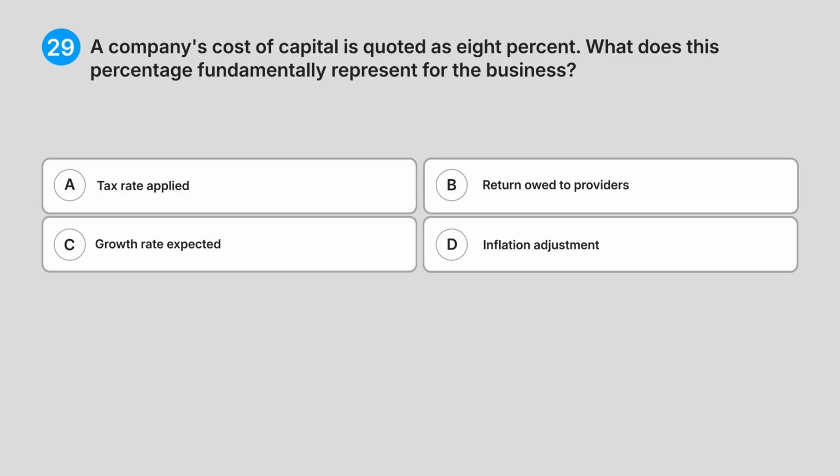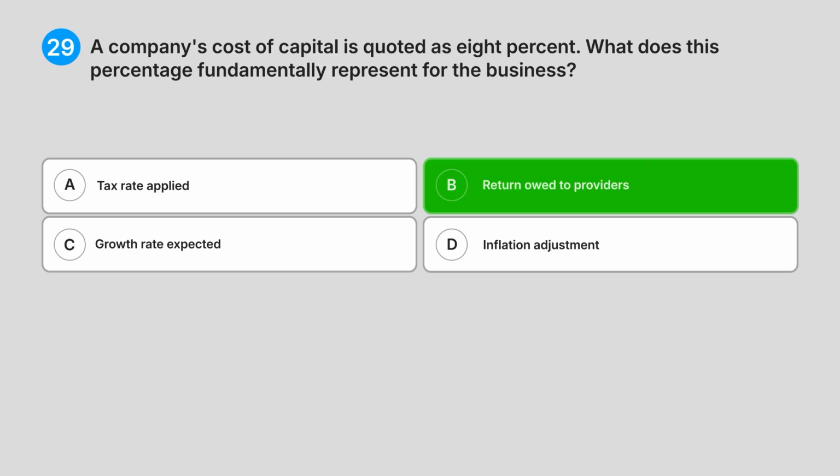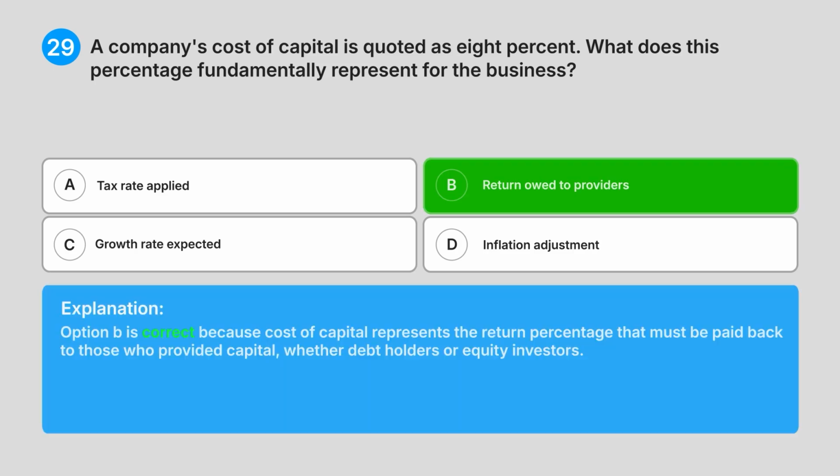Correct answer, B. Return owed to providers. Explanation. Option B is correct because cost of capital represents the return percentage that must be paid back to those who provided capital, whether debt holders or equity investors.